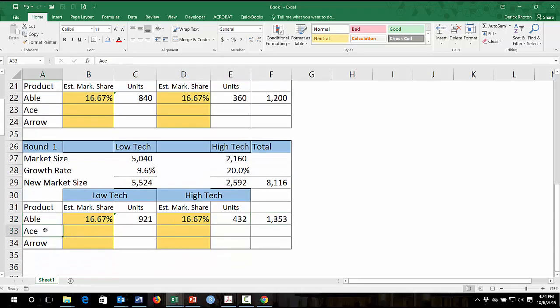And maybe I'm going to come out with ACE. Suppose I'm going to come out with ACE, and it's only going to be in the high-tech market, and it's only going to be out halfway through the year. Now, if there are six products sharing the market, I'd be at 16.67%, but let me copy that down. It's only going to come out halfway through the year, so maybe I get 8%.